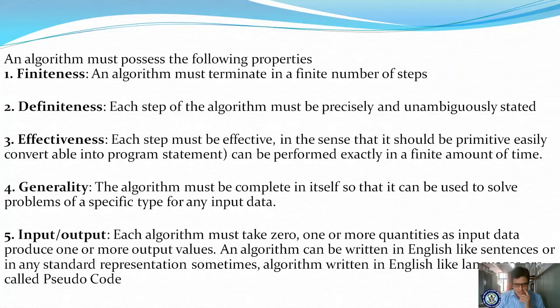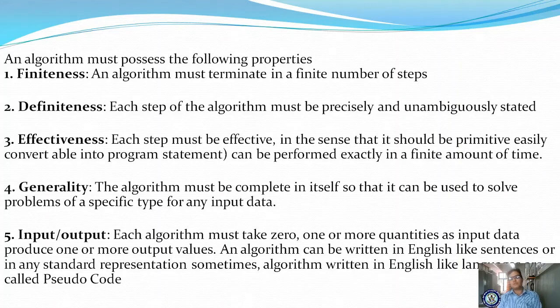For the generality, let us take a simple example. If you order a uniform for stitching, and the tailor has provided it incomplete, can you accept that uniform? No, right? So it must be complete, it must be well defined, it must be very effective, and it should be finished within a time. Got it? And next property is input or output.